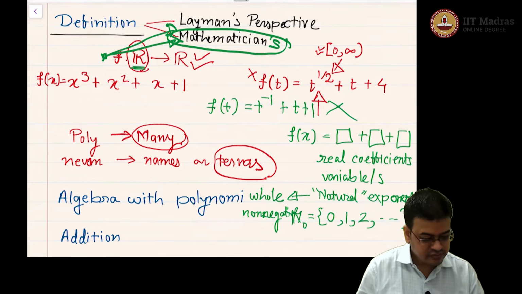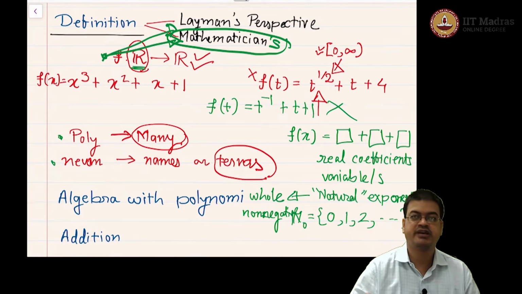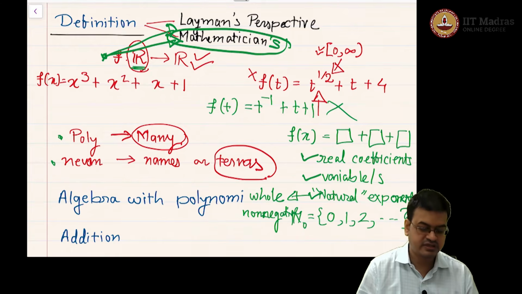Now, the name polynomial comes from the two words poly and nomial. Poly means many, nomial means terms, and an expression having many terms with real coefficients and variables having natural exponents is called a polynomial. Okay, so we have identified what a polynomial is.